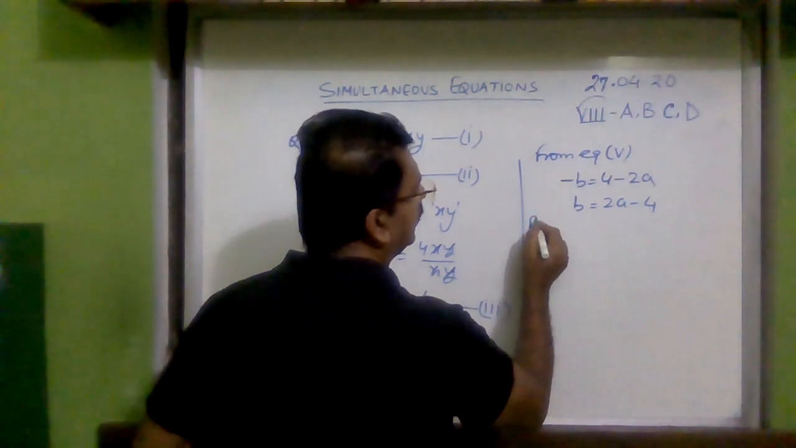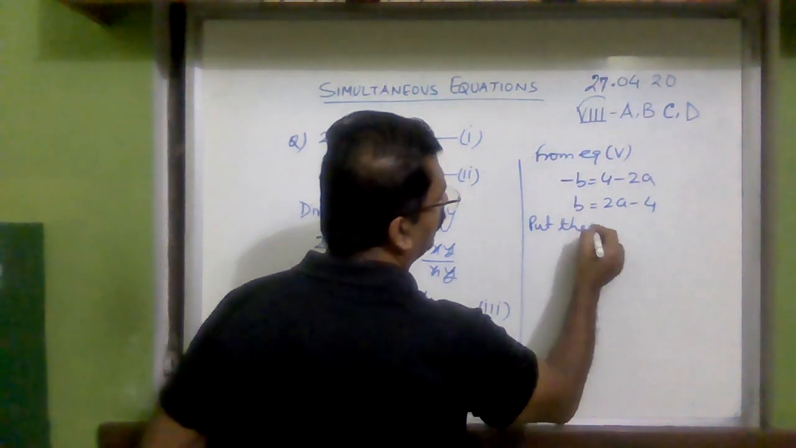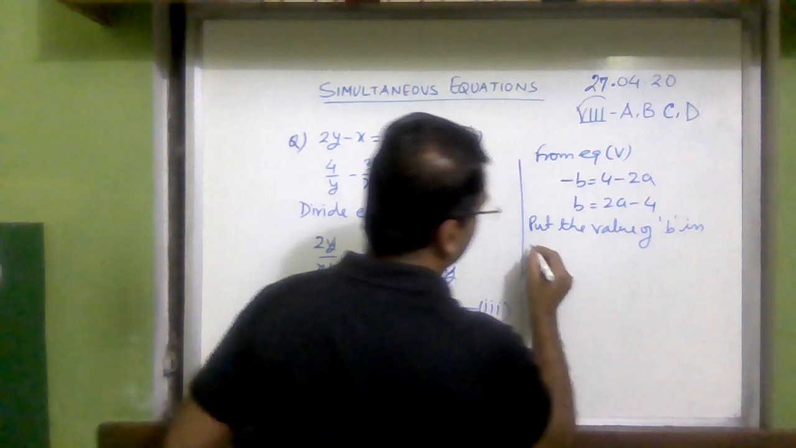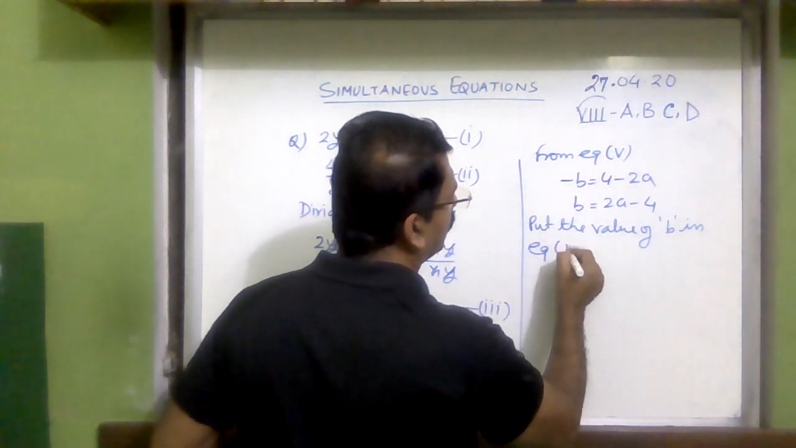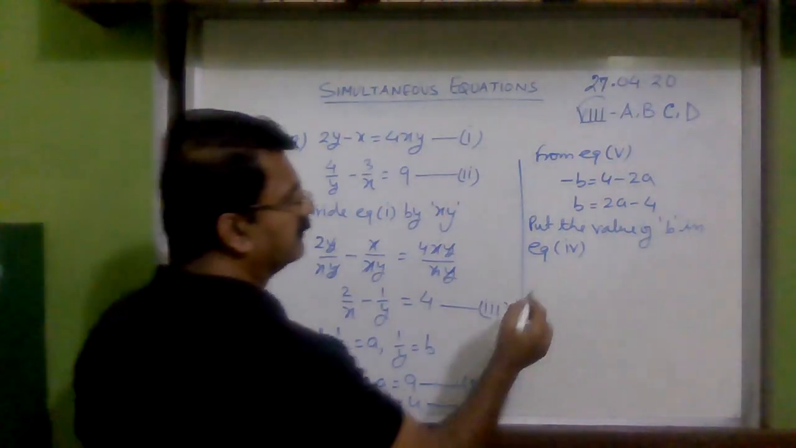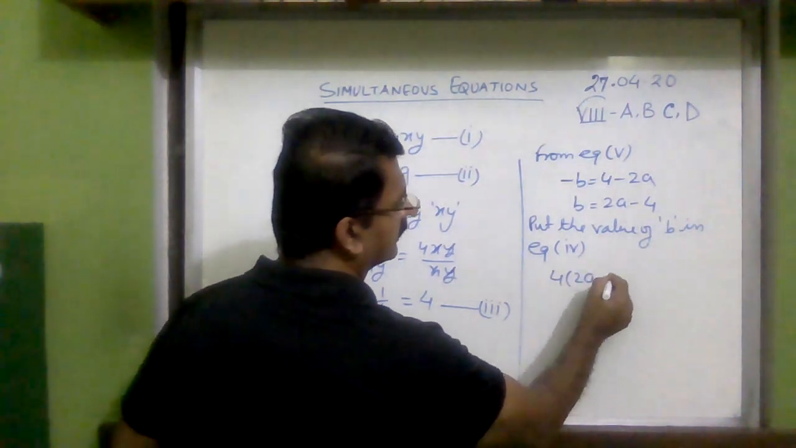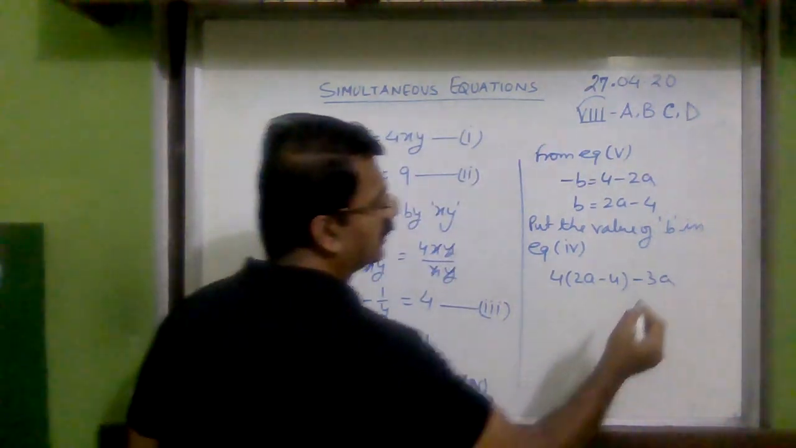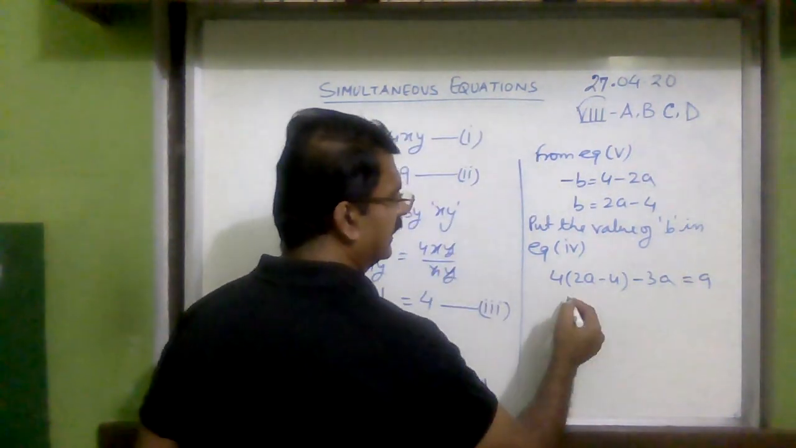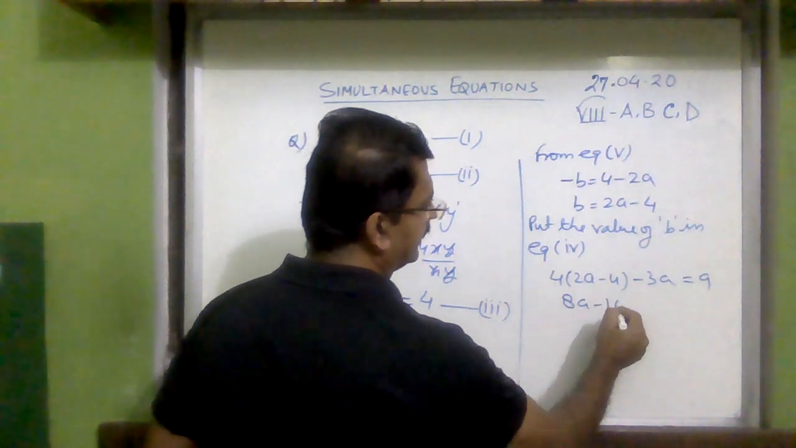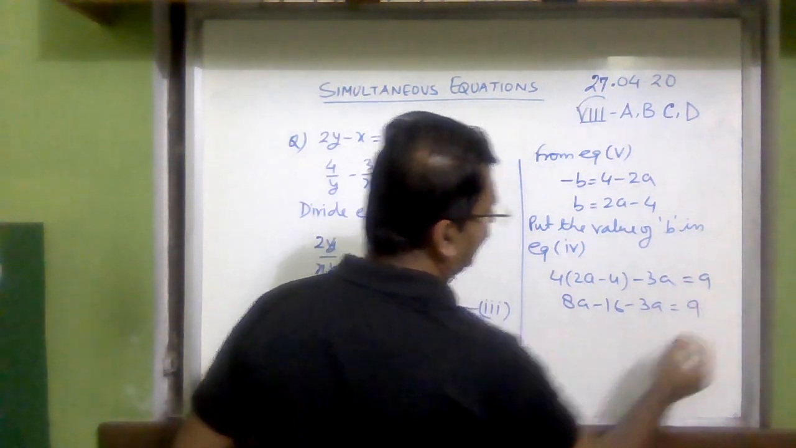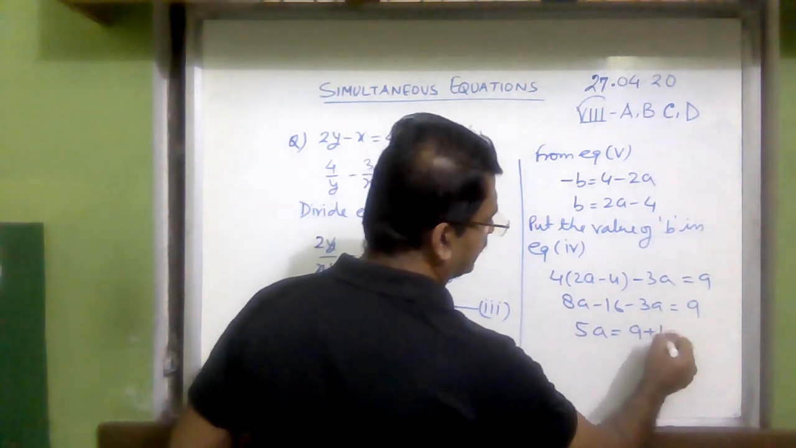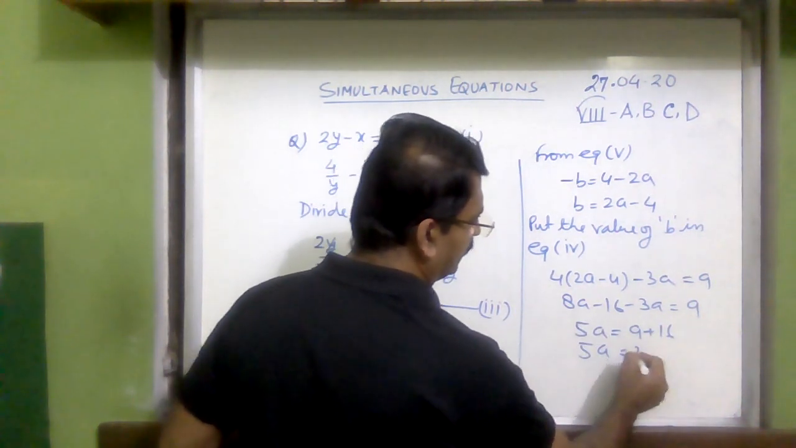Put the value of b in equation 4. So it is 4b, means 4 into 2a minus 4, minus 3a is equal to 9. So it is 8a minus 16 minus 3a is equal to 9. Now 8a minus 3a gives you 5a is equal to 9 plus 16. So 5a is equal to 25.